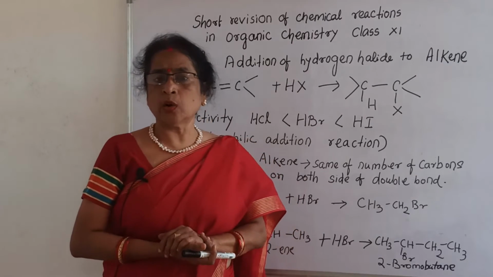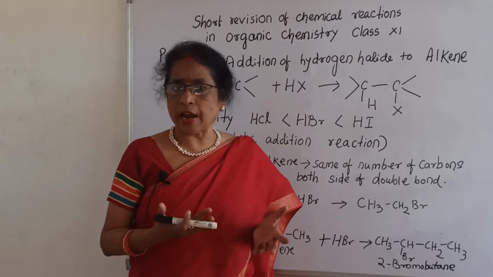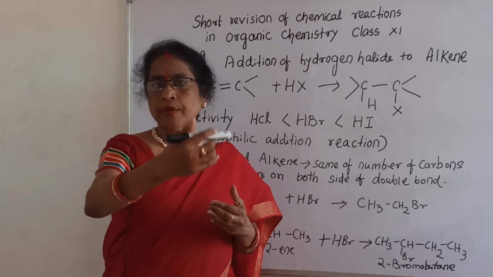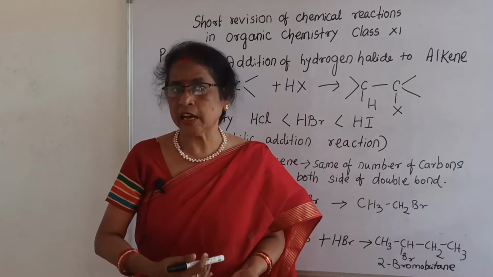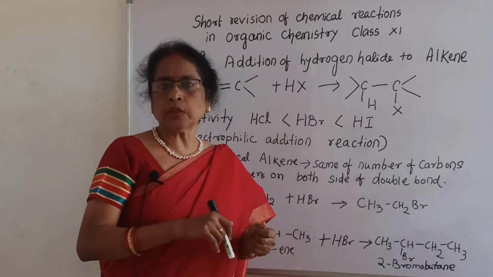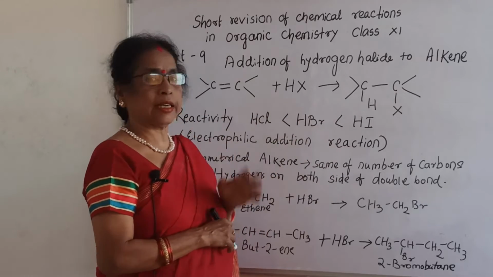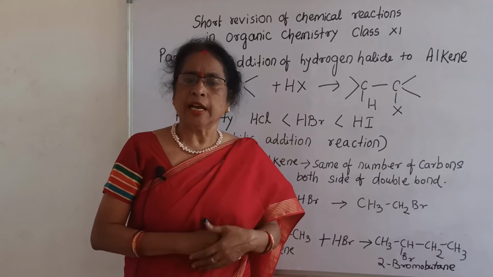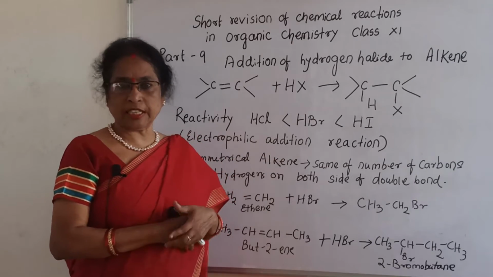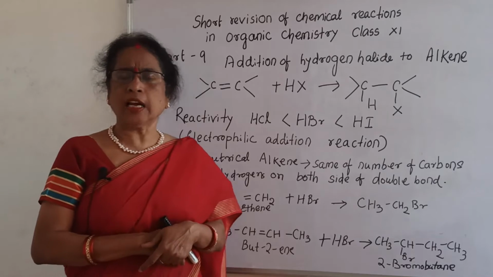What is meant by electrophilic addition reaction? First you should know what an electrophile is. Electrophile means electron loving. That means who will love electrons? Electron itself is negatively charged. That means the electrophile should be a positive one so that it will be attracted and add to the alkene. The mechanism of the electrophilic addition reaction you will see in a later video. Then, what is meant by symmetrical alkene?